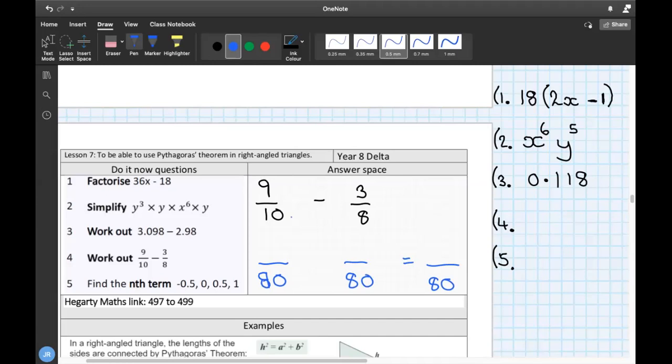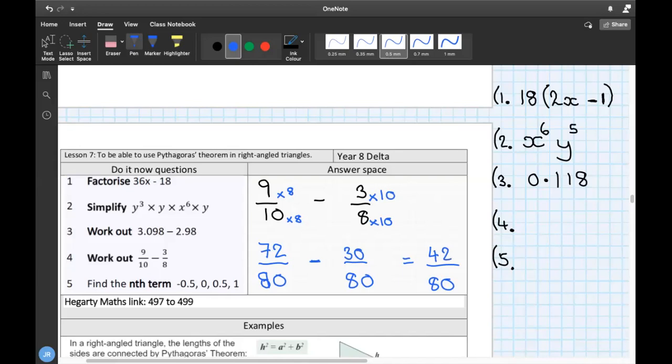Okay, how do I get from 10 to 80? I multiplied by 8, so I need to do the same with my numerator. And we're going to have 72 80ths. I'm taking away. Then how did I get from 8 to 80? I multiplied that by 10. Going to do the same with my numerator now, and we've got 30. I'm now ready to subtract my numerators. 72 take away 30, that leaves me with 42.